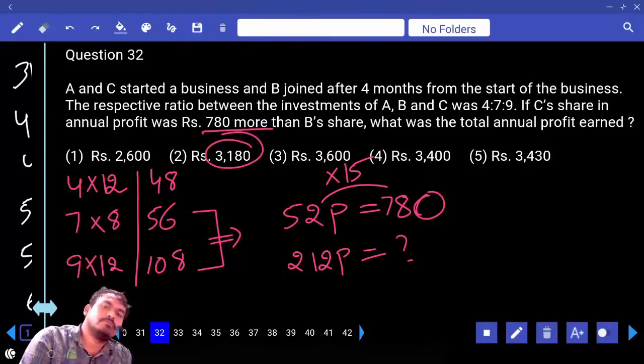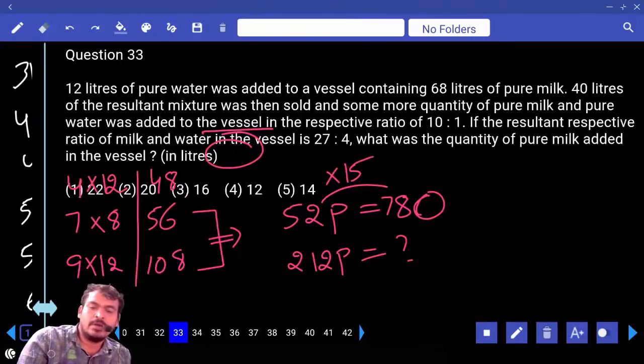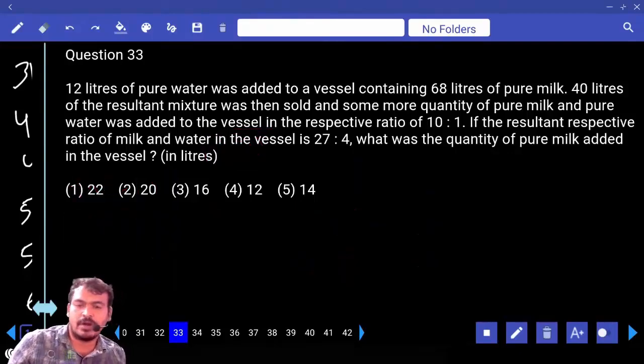Next question number 33. 12 liters of pure water was added to a vessel containing 68 liters of pure milk. 40 liters of the resultant mixture was then sold, and some more quantity of pure milk and pure water was added to the vessel in the respective ratio of 10:1. If the resultant respective ratio of milk and water in the vessel is 27:4, what was the quantity of pure milk added in the vessel?